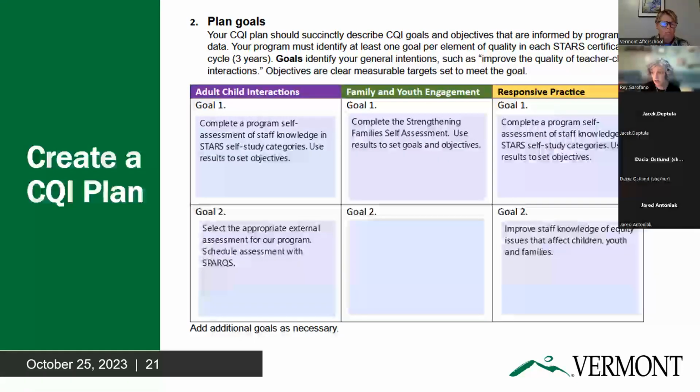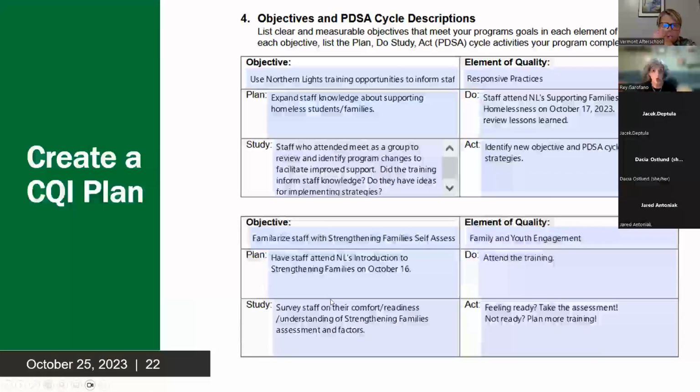This is an example of a template that's filled in with a sample CQI plan. So each CQI plan will have goals and objectives. You'll see that you have to have goals in each of the elements of quality. So you have to have a goal related to adult-child interactions, family and youth engagement, and responsive practice. And then you do your objectives based on those goals. So your goals are more broad, and then your objectives are very specific. What are you actually going to be doing to meet that goal?